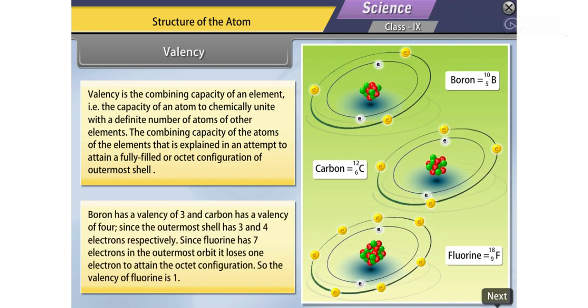Boron has a valency of 3 and carbon has a valency of 4, since the outermost shell has 3 and 4 electrons respectively. Since fluorine has 7 electrons in the outermost orbit, it gains one electron to attain the octet configuration. So, the valency of fluorine is 1.